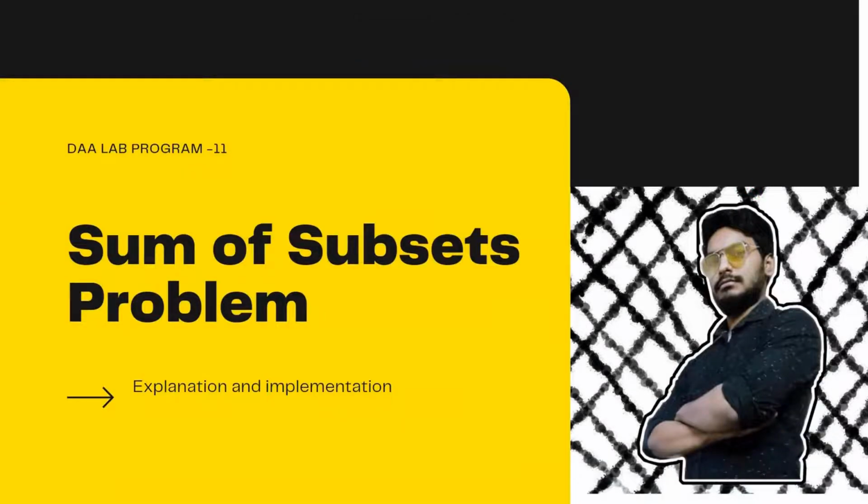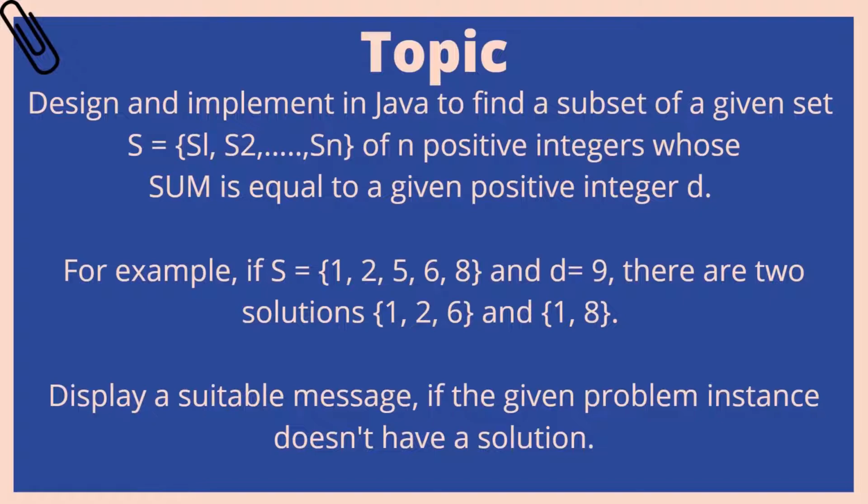So the topic for today's program is the sum of subsets problem. We are going to solve this problem using the backtracking method. So the question is: design and implement in Java to find a subset of a given set S, that is S1 to Sn, of n positive integers whose sum is equal to a given positive integer d.